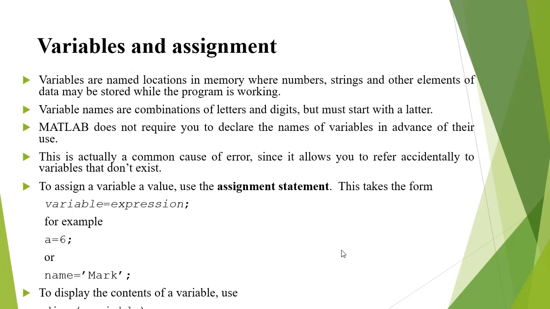Before you display the variable, you need to first assign it a value. The variable, we said, is the name of the location, so you give a variable a name. For instance, let me first demonstrate that. We have a variable a, and we are giving it a value 6. And we say that a variable starts with a letter. It can be a combination of letters and digits, but you can't start with a digit.